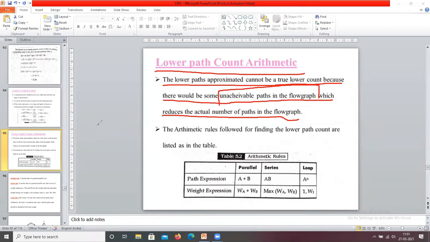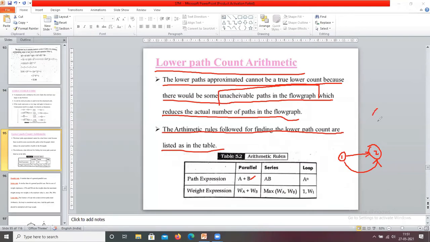Here for lower path count arithmetic, these are the arithmetic rules. The arithmetic rules followed for finding the lower path count are listed in the table. For the path expression a plus b, it is parallel. Parallel is nothing but, these are the two nodes 1, 2, and if the paths are like this, we call it a parallel.